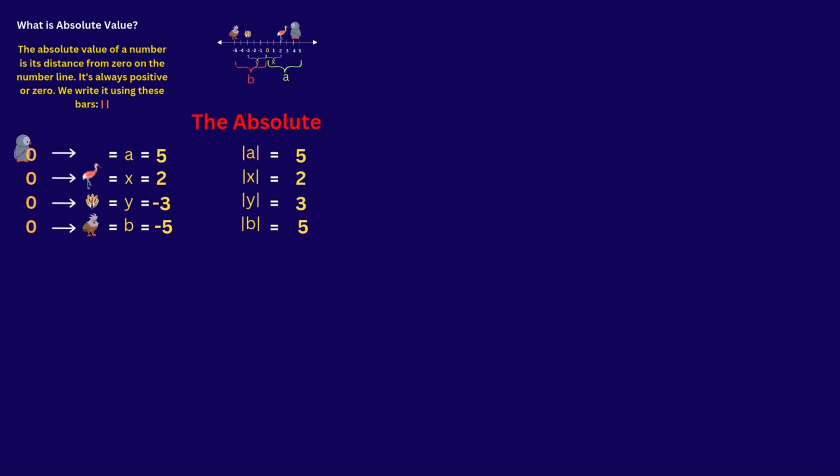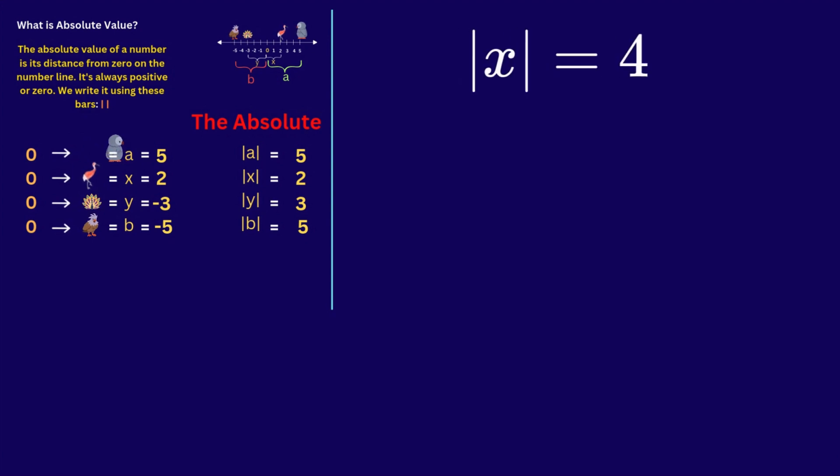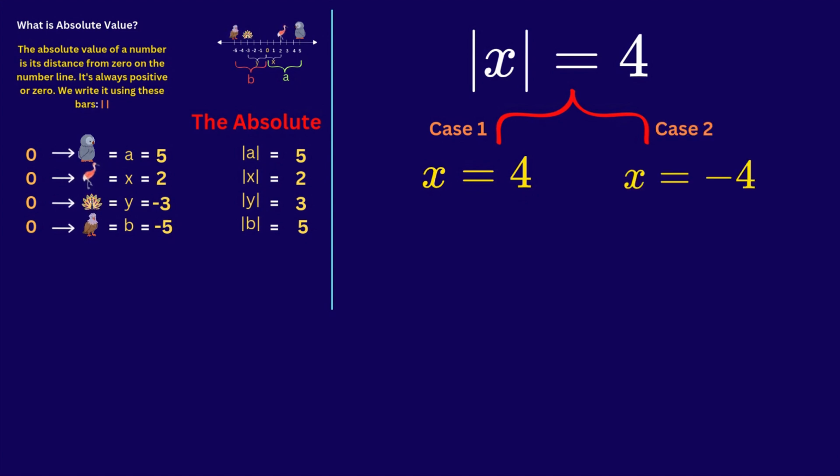If we have the absolute value of x equal to 4, what does this mean? That x might be located on the number line to the left or to the right of 0. So x can be equal to 4, which is case number 1, and case number 2 will give us x is equal to -4.